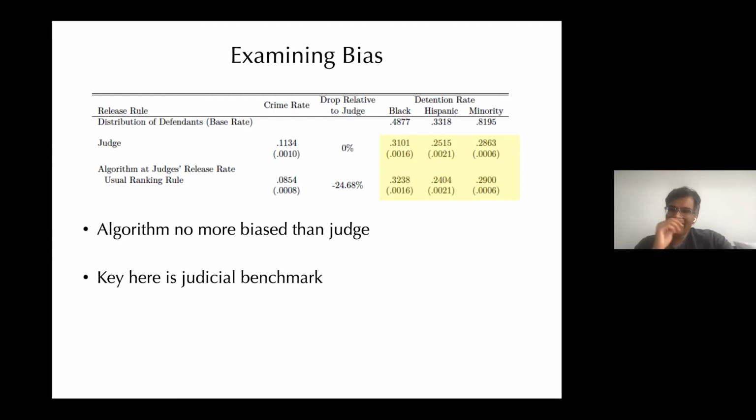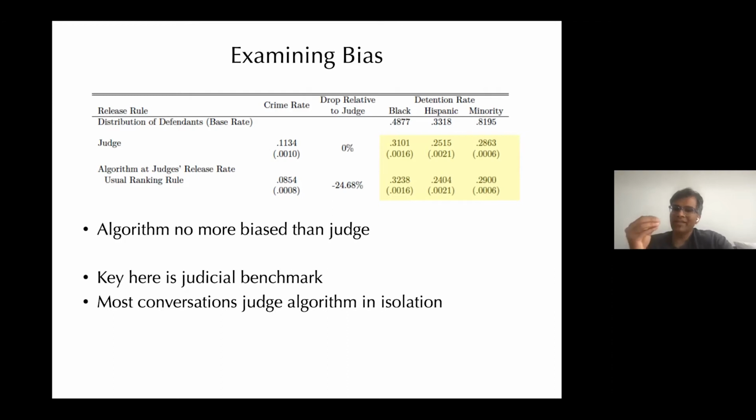Now, the key here that I want to point out is the judicial benchmark. When we think about a lot of these algorithms, I don't think most people would have said, let's see how the algorithm compares to what the judge is already doing. And I think that's a pretty big oversight, because at a minimum, we can't look at the algorithm in isolation. That's a useful data point, but it's equally useful to ask what it does relative to the judge.